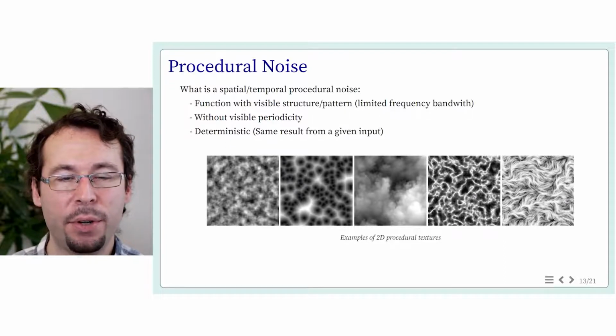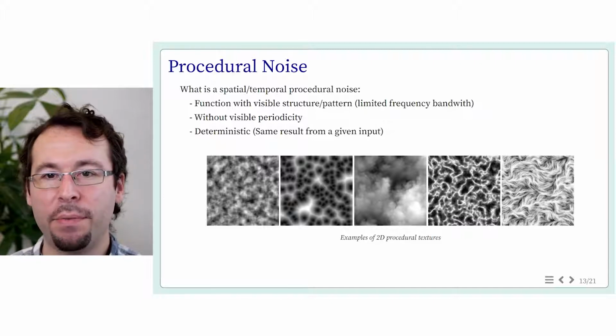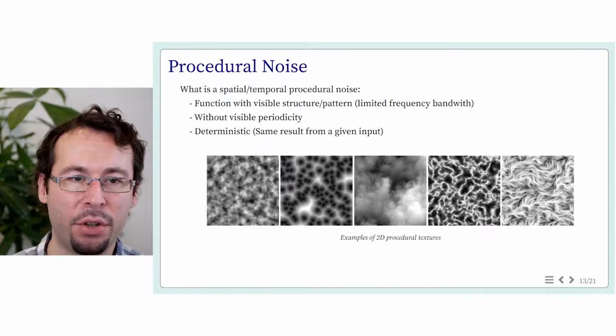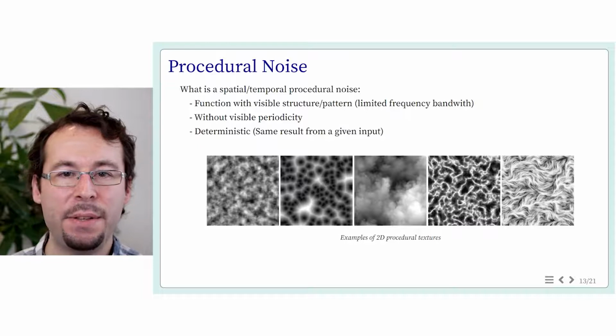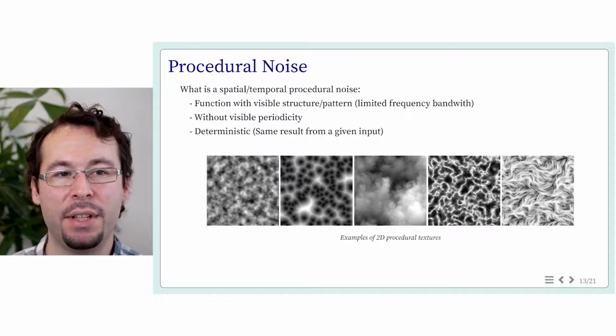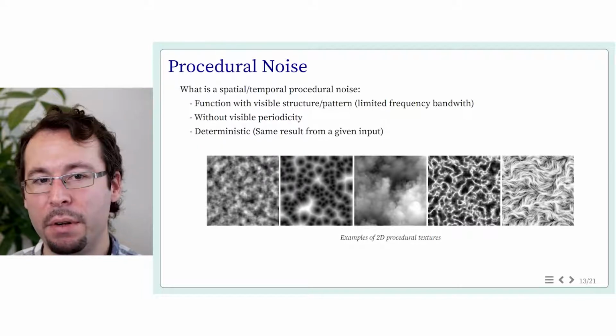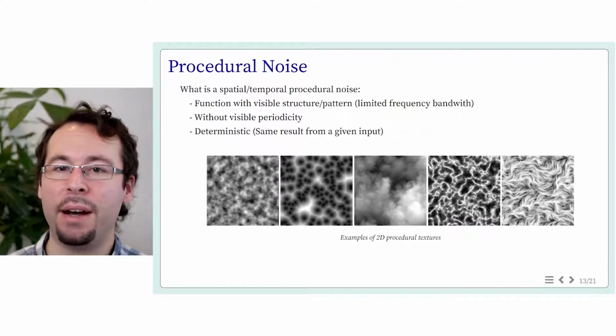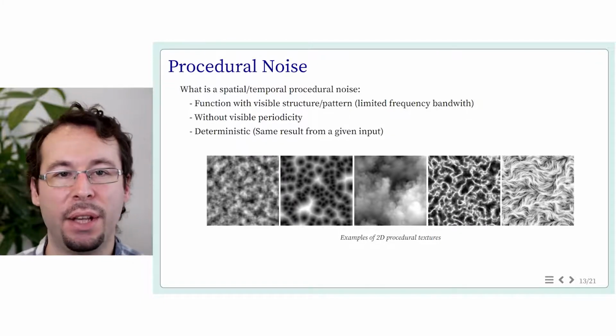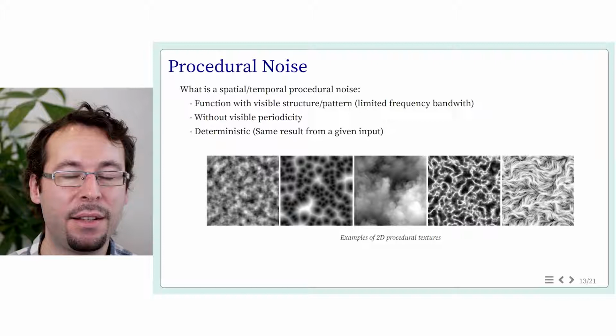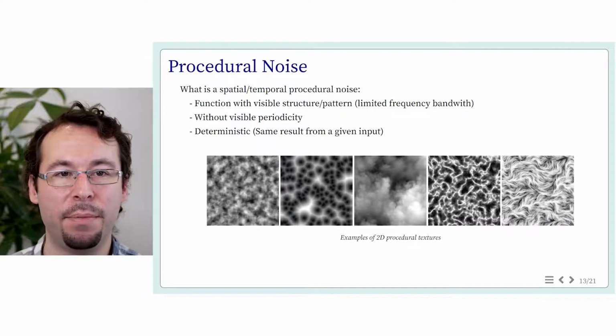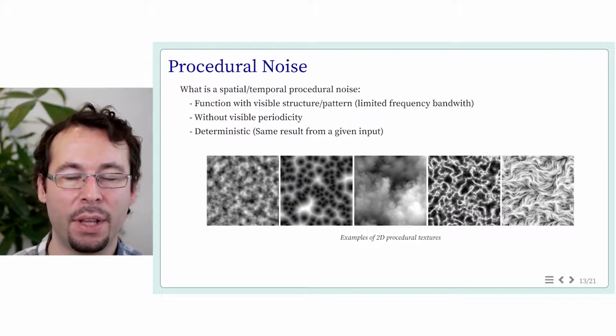So this procedural noise can be understood as a function that has some visible structure or pattern, and these patterns have limited frequency bandwidth. White noise, for instance, like random values, has unlimited frequency bandwidth, and so it doesn't exhibit pattern structure, so it cannot be used directly in graphics.